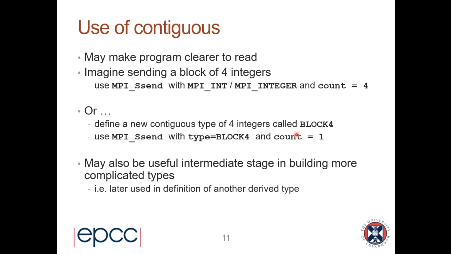MPI, when it does type matching, only looks at the actual contents of the message. So I can send 1 MPI block 4 and receive it as 4 integers, and that's perfectly allowable. So when I start playing around with derived types, you could do a gather and a scatter where the send type and the send count and the receive count were different, but it still worked because the send count was 1 block 4 and the receive count was 4 integers. It's slightly technical, but that can be useful. Again, these could be a useful intermediate stage in building more complicated types. It's not particularly interesting, but it's the basic one. However, vectors are the most useful ones in terms of this.